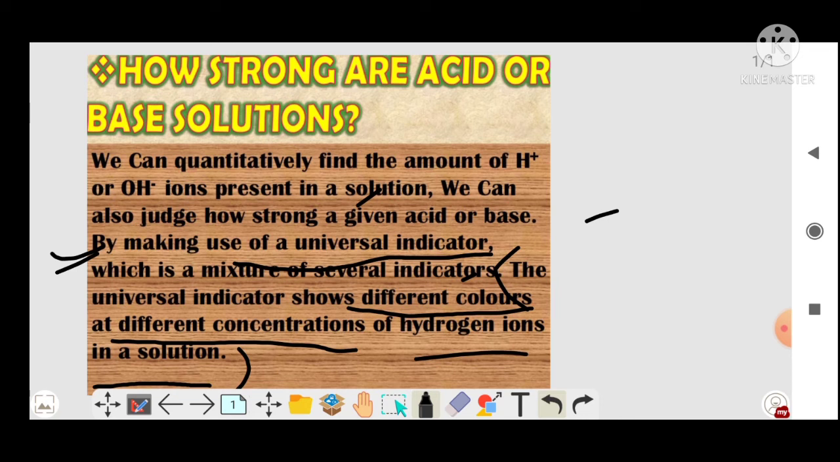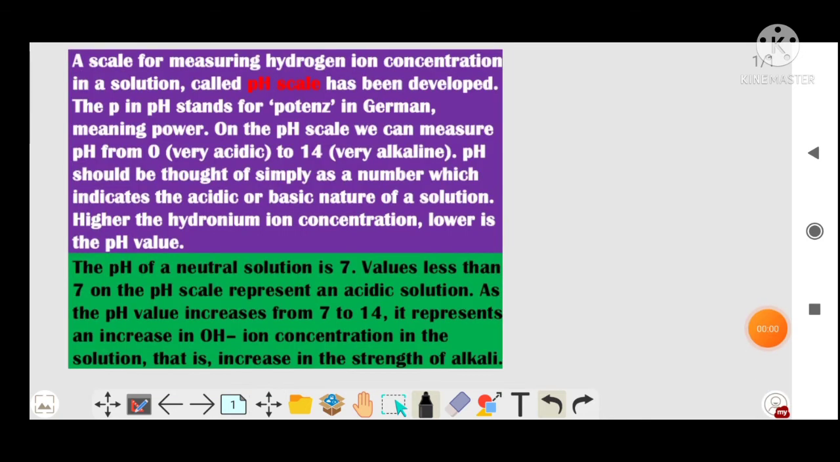In this way, we can determine how strong an acid or base solution is. Now, there is a scale called the pH scale. This scale measures hydrogen ion concentration in a solution. The P in pH stands for 'potenz' in German, meaning power.